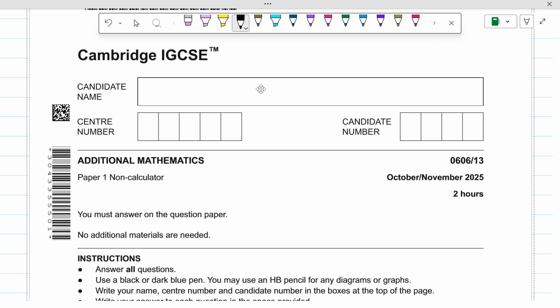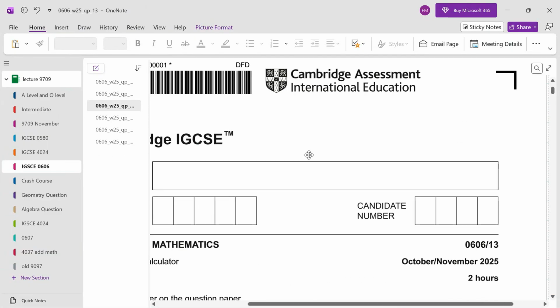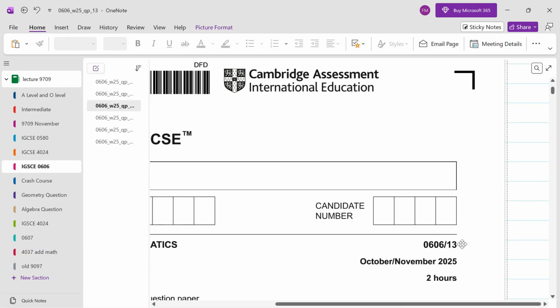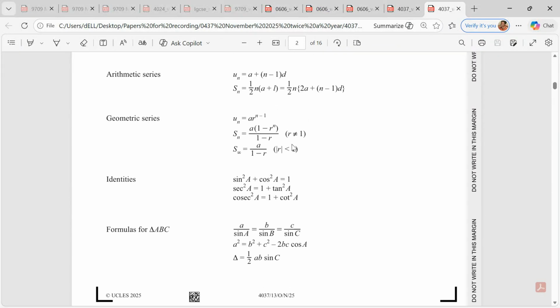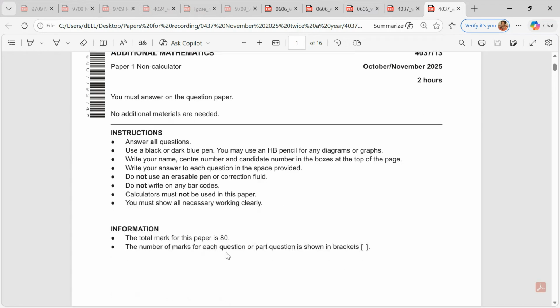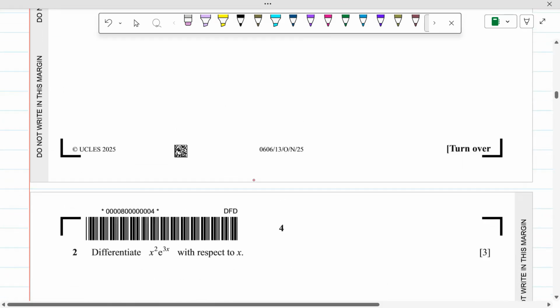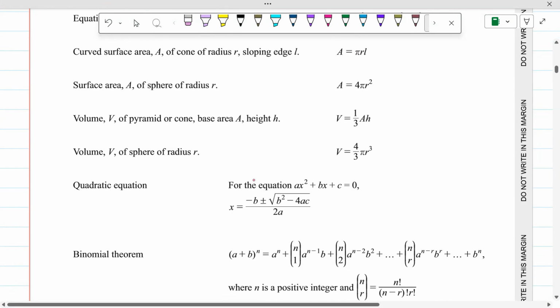Hi everyone, we are going to start the Cambridge IGCSE Additional Maths paper for the October-November 2025 session. This is Paper 1, which is non-calculator, with the code 0606 and variant 3. This is 0606/13, the Cambridge IGCSE, which is the same paper as Cambridge O Level 4037/13, which has the same questions. So this paper is for both O Level and IGCSE Additional Maths.